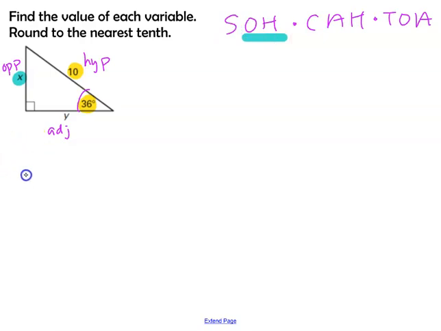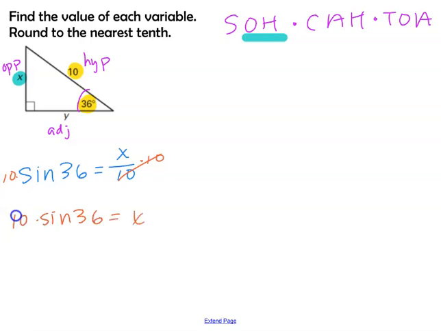So I'm going to set up my equation. The sine of the angle 36 is equal to the opposite side on top, which is my x, and our hypotenuse on the bottom, over 10. So the trig ratios help us set up the equation. Now we just need to solve for x. So in order to solve for x, we're going to multiply both sides by 10. So on the left side, we have 10 times the sine of 36 is equal to x.